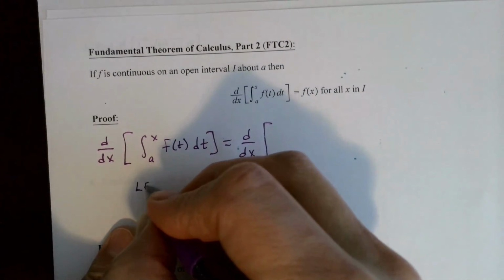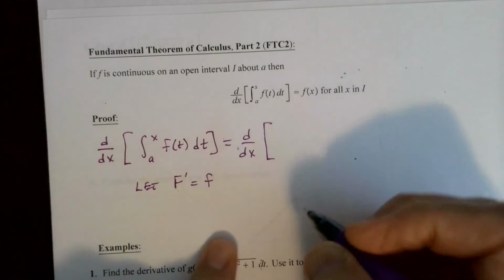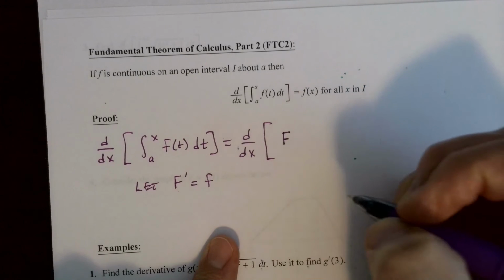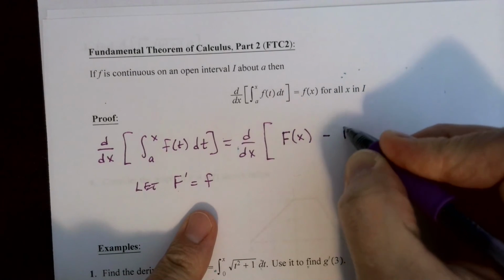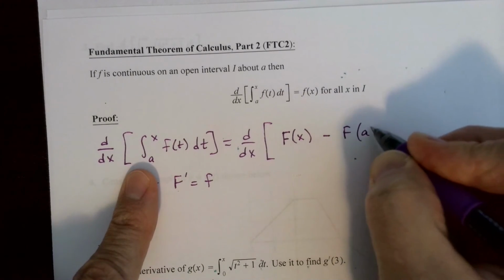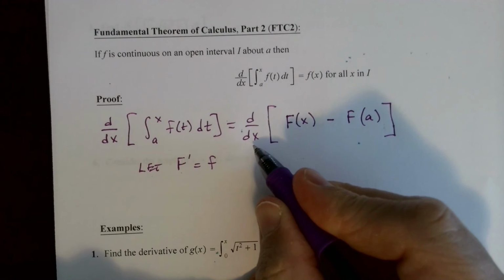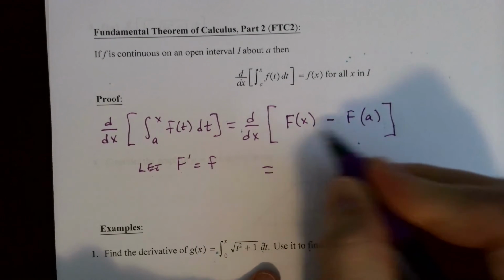So let's let, again, big F prime be little f. Then this is just evaluate the antiderivative at the upper limit minus the antiderivative at the lower limit, right? That's the fundamental theorem of calculus part 1. Okay, so now we take the derivative with respect to x of this expression. Well, it's just the difference of two things.